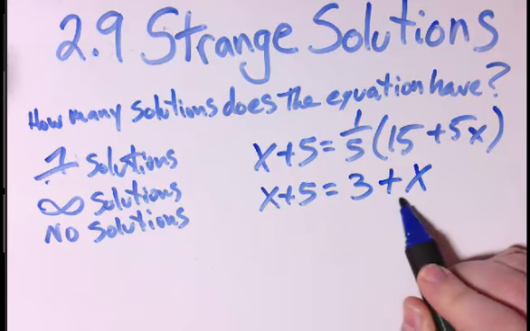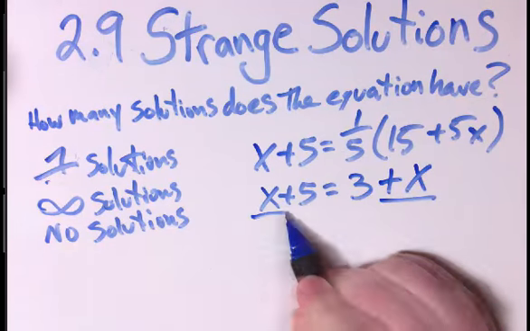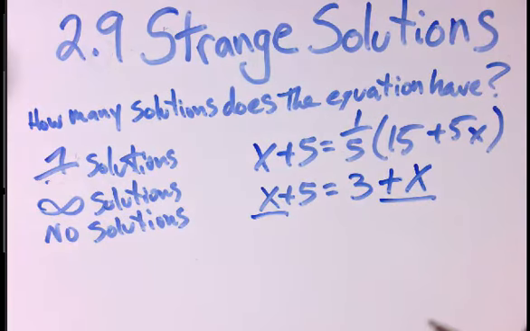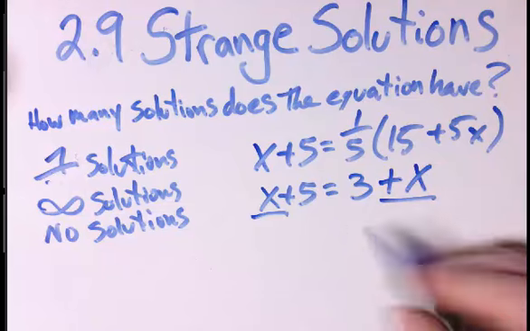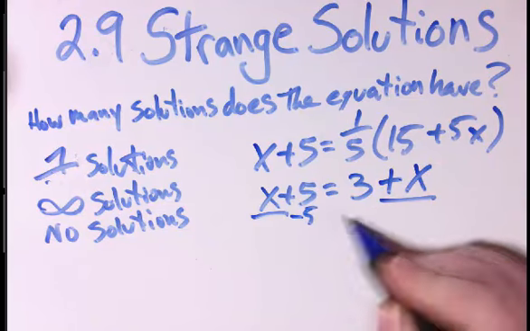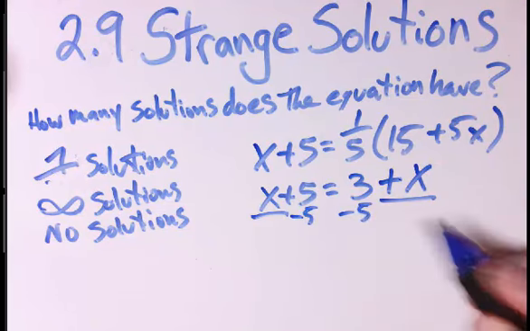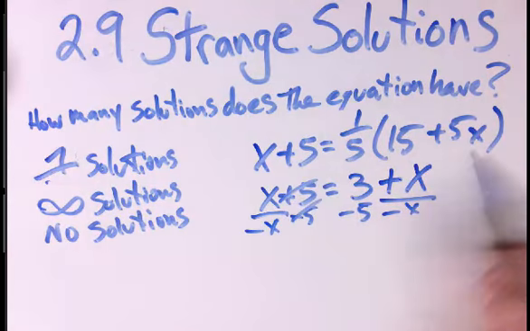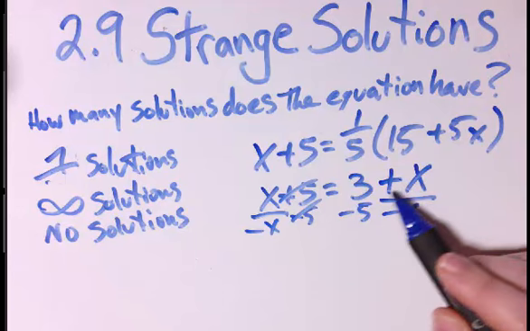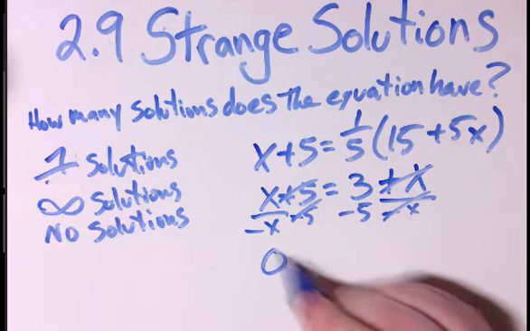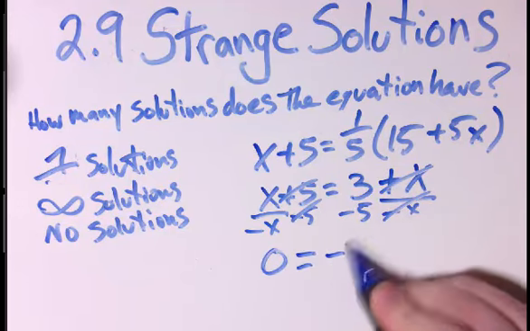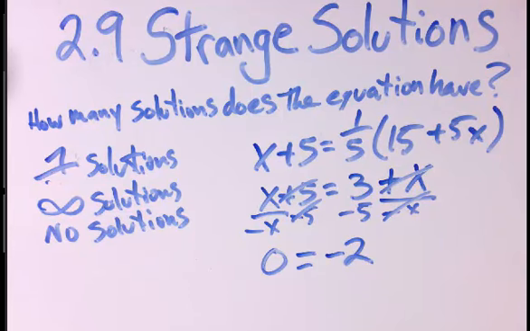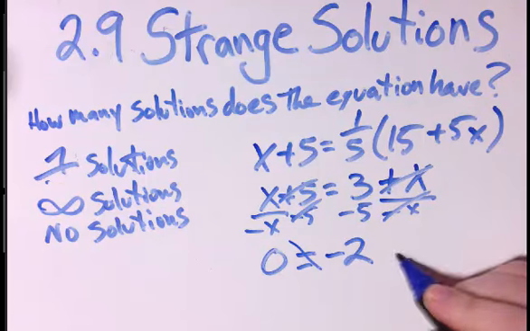But you notice that we have plus x on both sides. So it would equal minus 5 from here. So you get 0 is equal to a negative 2, which is not the case, so there is no solutions here.